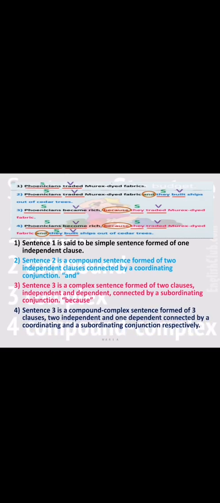Sentence 4 is a compound complex sentence formed of three clauses, two independent and one dependent, connected by a coordinating and a subordinating conjunction respectively.